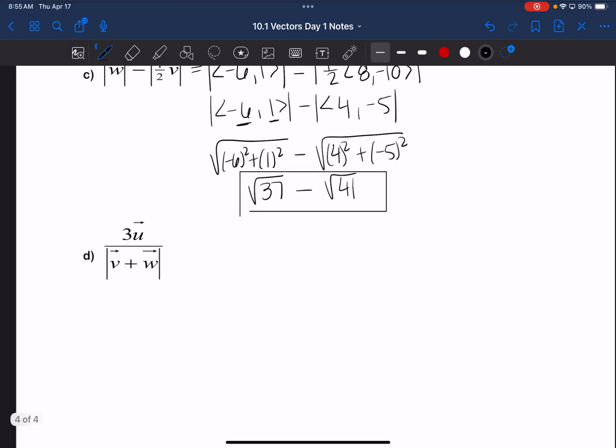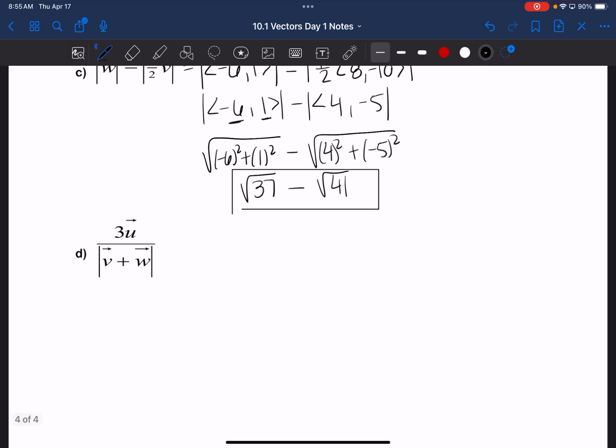All right. Okay, part D. On part D, it looks like they have us doing operation to the vector in the top. In the bottom, they have us doing an operation and finding the magnitude, right? But it does not say to find the magnitude of the top. So we'll leave the top alone once we multiply. So we'll have 3 times vector u, that -4, 5, over in the bottom, vector v, which was 8, -10, plus vector w, which was -6, 1.